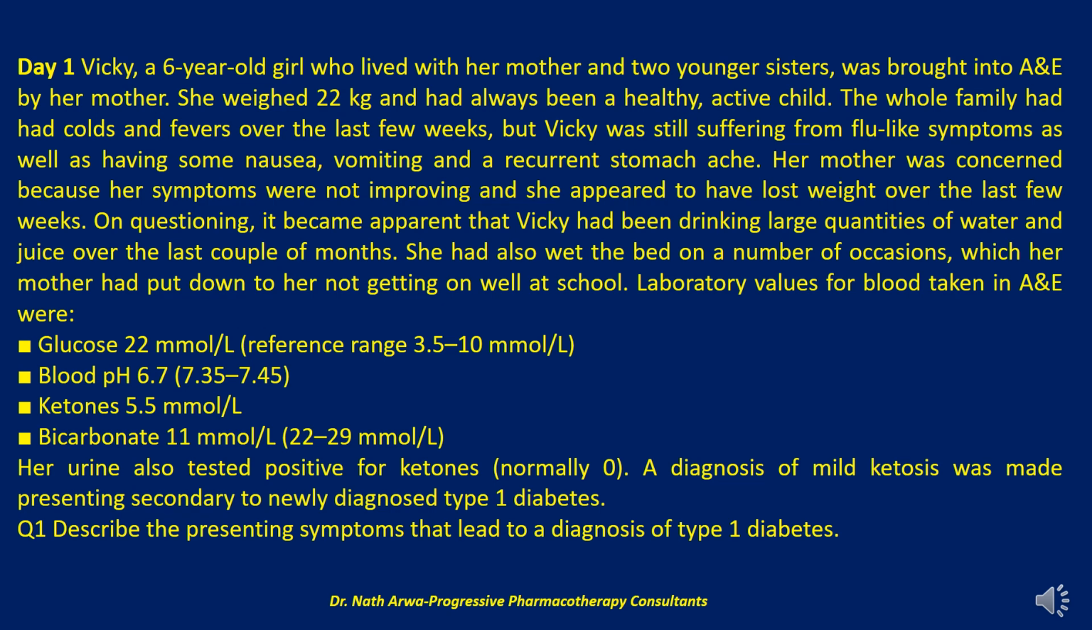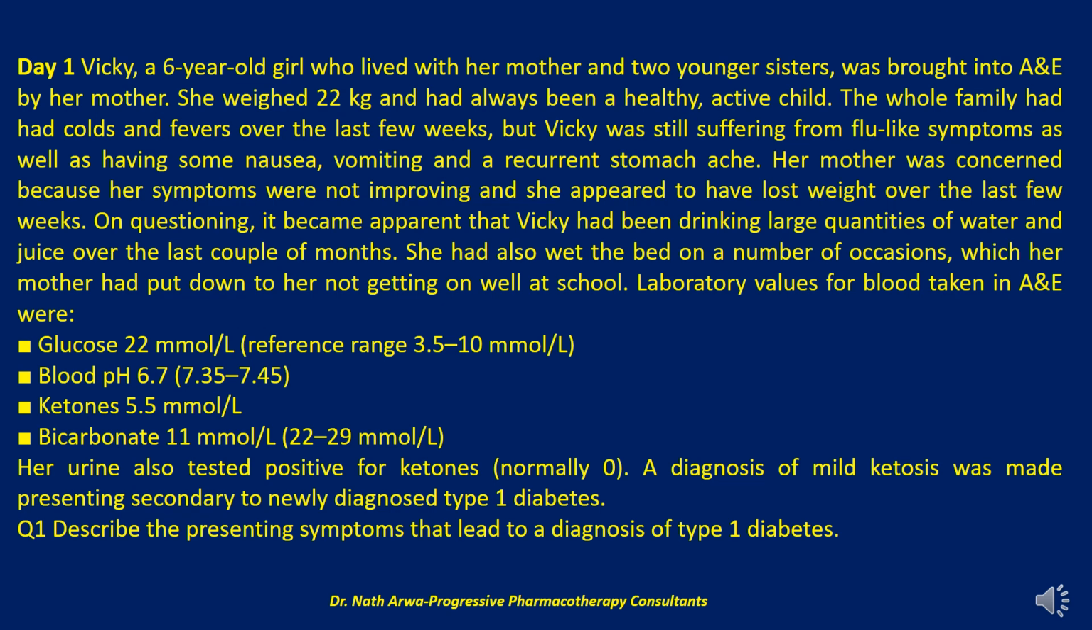Laboratory values for blood taken in accident and emergency were: glucose 22 millimoles per liter. The reference range is 3.5 to 10 millimoles per liter. Blood pH 6.7. The reference range is 7.35 to 7.45. Ketones 5.5 millimoles per liter. Bicarbonate 11 millimoles per liter. The reference range is 22 to 29 millimoles per liter. Her urine also tested positive for ketones, normally 0. A diagnosis of mild ketosis was made, presenting secondary to newly diagnosed type 1 diabetes.